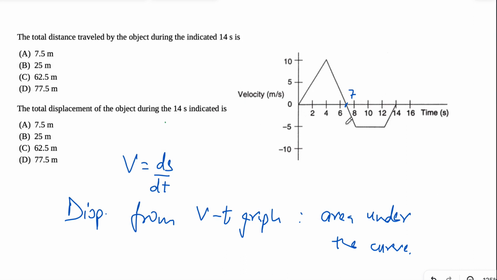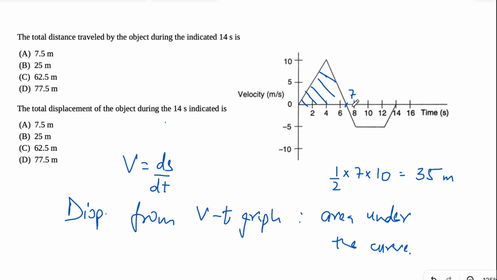So between 0 and t is equal to 7, this is a triangle. So the area is going to be half, base is 7 times height is 10, that is 35 meters. This is the displacement in the positive direction.